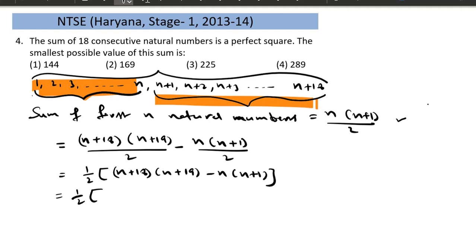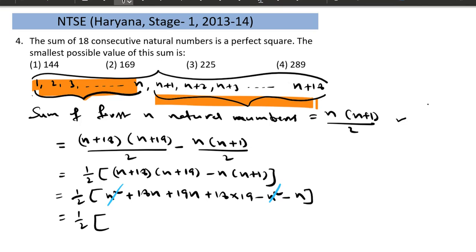So it is 1 by 2 into n square plus 18n plus 19n plus 18 into 19 minus n square minus n. Here we can eliminate n square, and then finally we got 1 by 2 into the resultant value, 18n plus 19n.